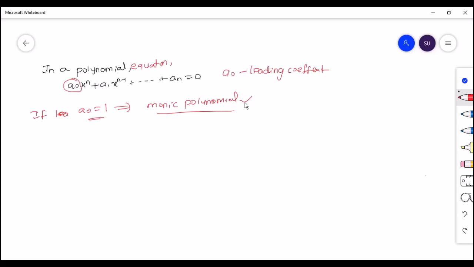So what do we mean by leading coefficient? It is the coefficient of the highest degree term, that is x power n. For example, we'll see one example.